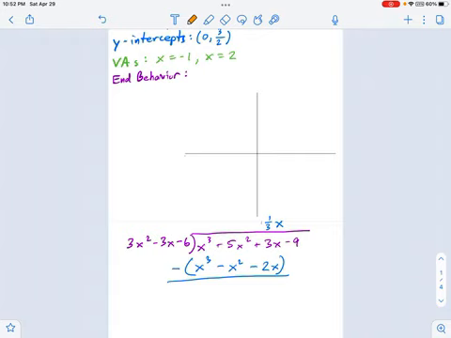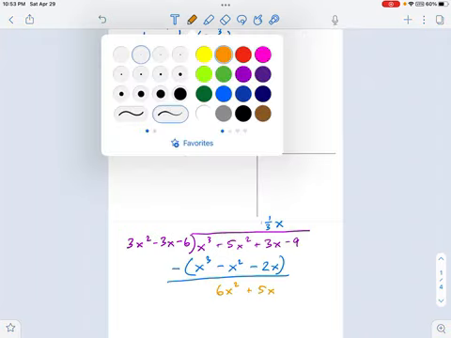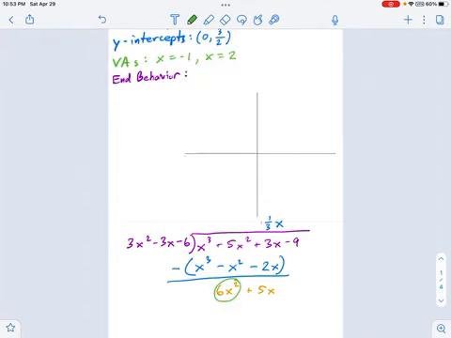So the x cubeds cancel out. 5x squared minus negative x squared, that's going to be 6x squared. And 3x minus negative 2x, well, that's going to be 5x. Okay, so how many times, now look what I'm doing here, how many times does 6x squared get divided by 3x squared? Well, that's just 2.